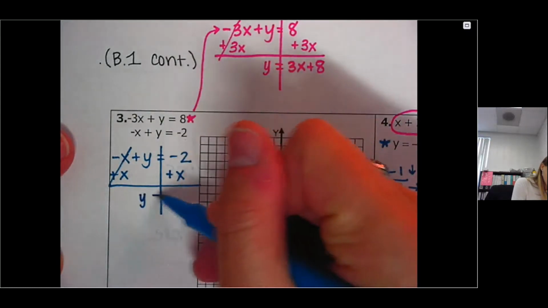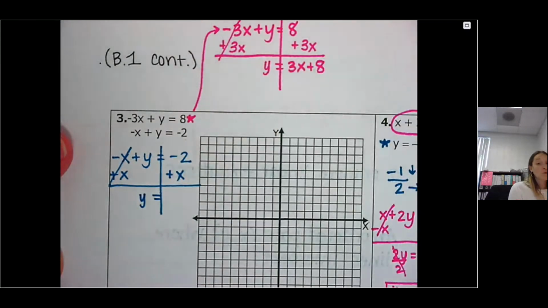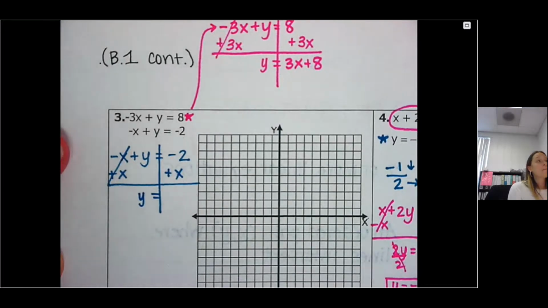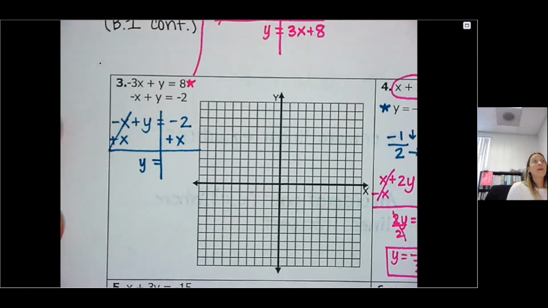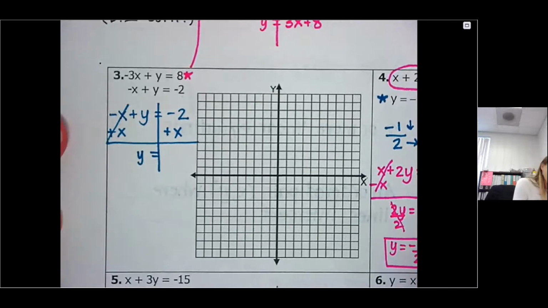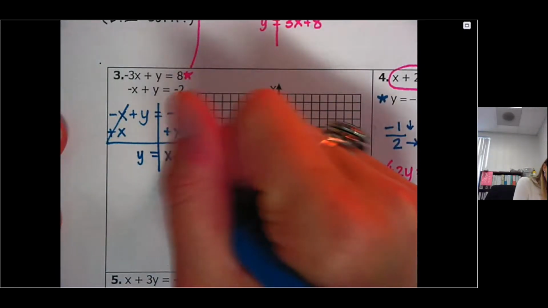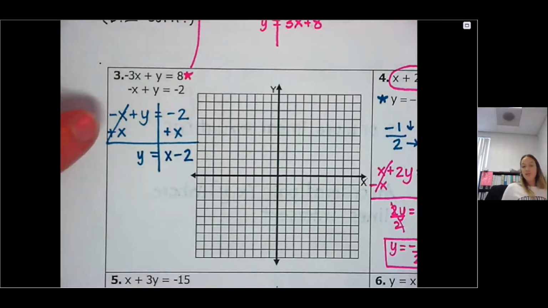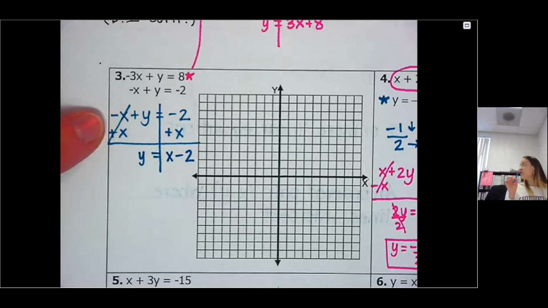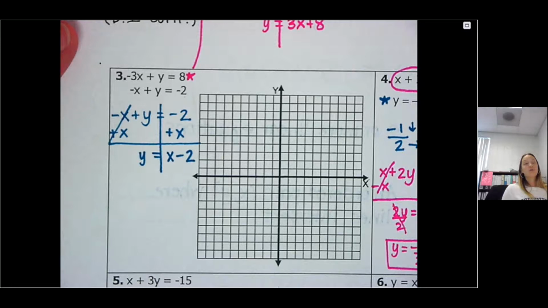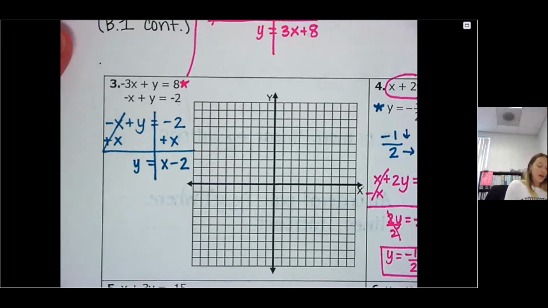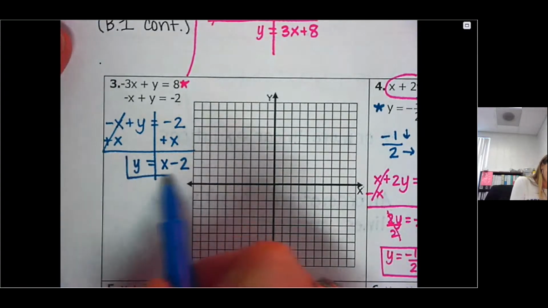What do you get for your equation? Y equals negative x subtract 2. Oh, careful. Plus x, well, positive x. Why is the problem minus 2? Because it was negative over here. So to undo the negative, I'm adding to both sides. So there is your second equation you're going to graph. I think you can graph those too, yeah?